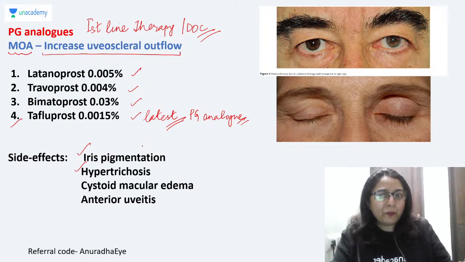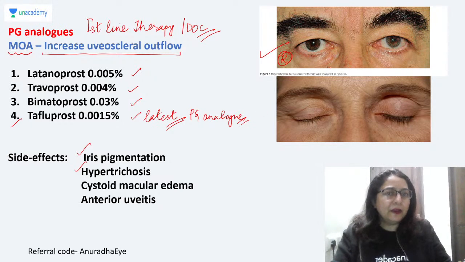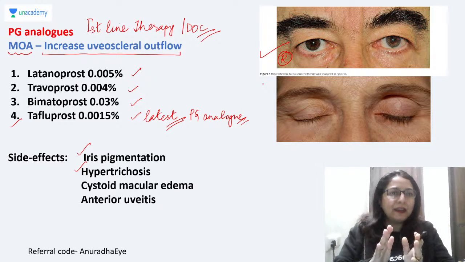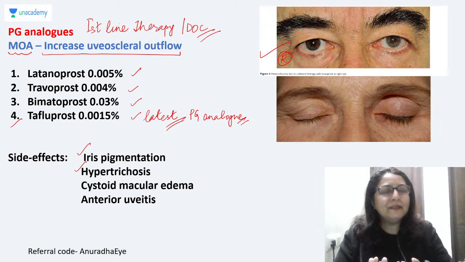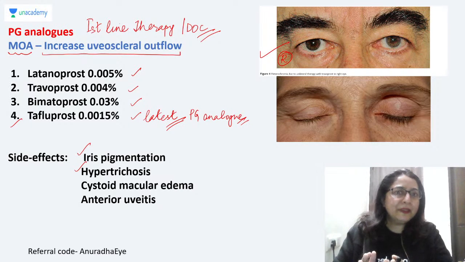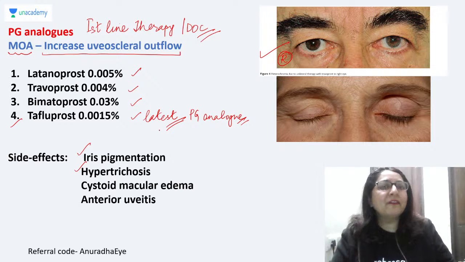The two which are important from a cosmetic point of view are iris pigmentation and hypertrichosis. Prostaglandins increase the iris pigmentation, so they lead to iris heterochromia. If you see, this patient has been using latanoprost in the right eye. The eye which has been using the prostaglandin has a darker iris compared to the other eye. So there can be a difference in the color of the irides in the two eyes, with increased pigmentation in the eye in which the prostaglandin is used.